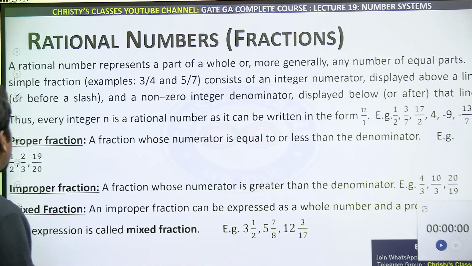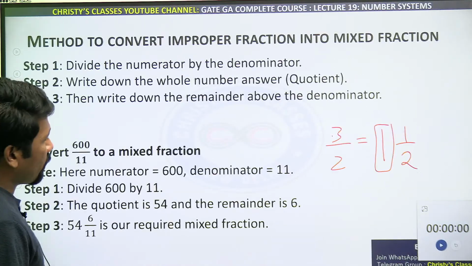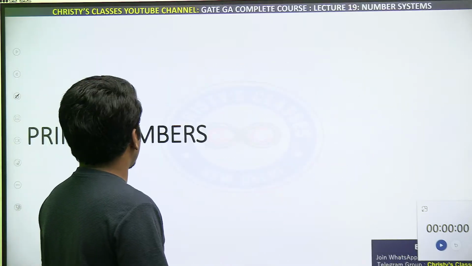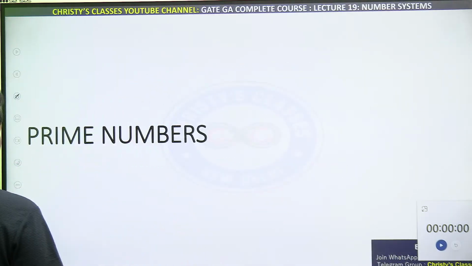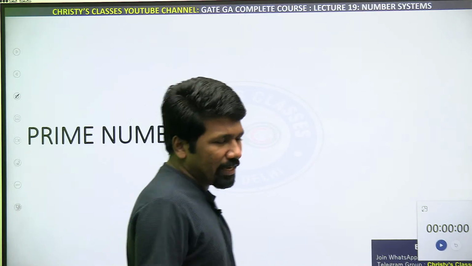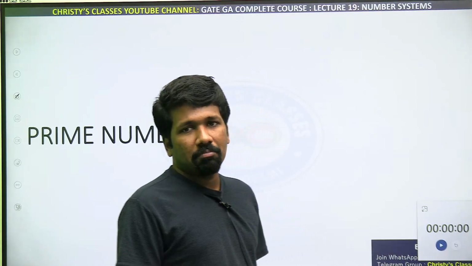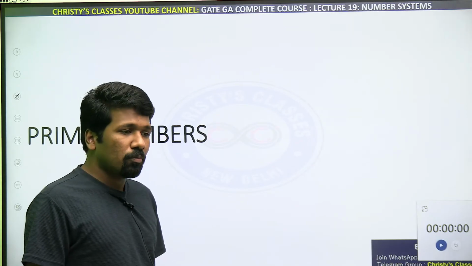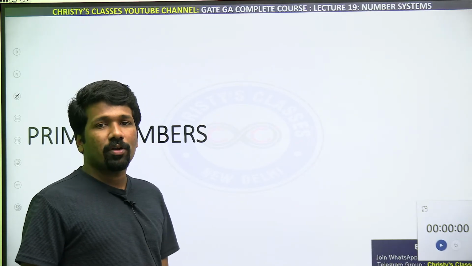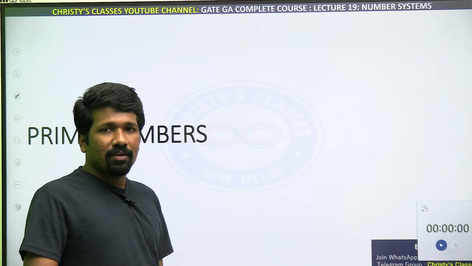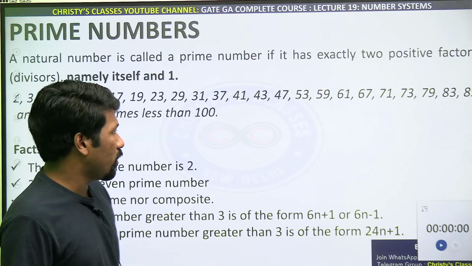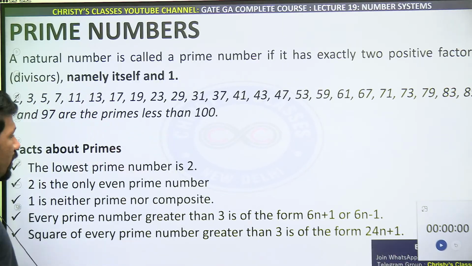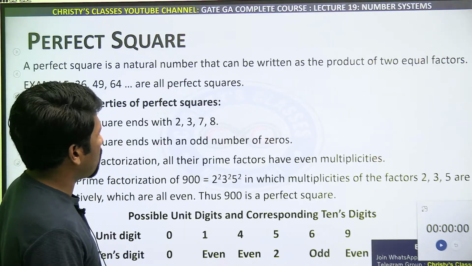What are the types of fractions? If fractions are clear, then what is a prime number? Everyone knows, right? What is a prime number? A prime number is a number, not just an integer, a positive integer or natural number, which is exactly divisible by 1 and that number only. That is called a prime number.